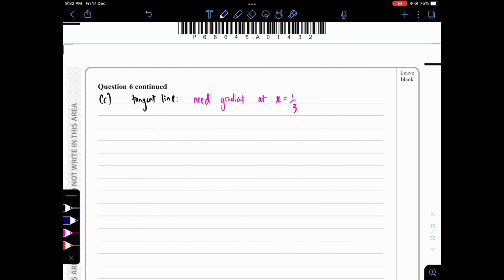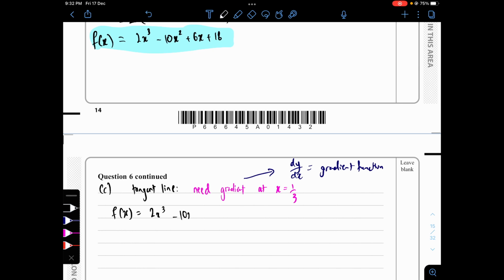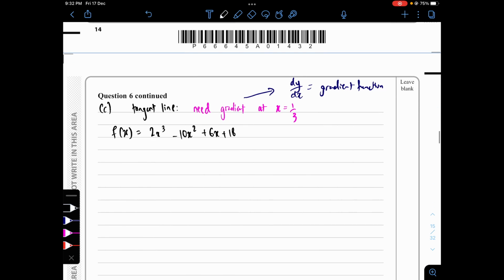So how do we get the gradient? If you remember, dy over dx was the gradient function, wasn't it? So all we have to do is just differentiate. So we had f of x, which, from the previous question, is 2x cubed minus 10x squared plus 6x plus 18. And all we have to do is just differentiate it once. That will be 6x squared minus 20x plus 6.